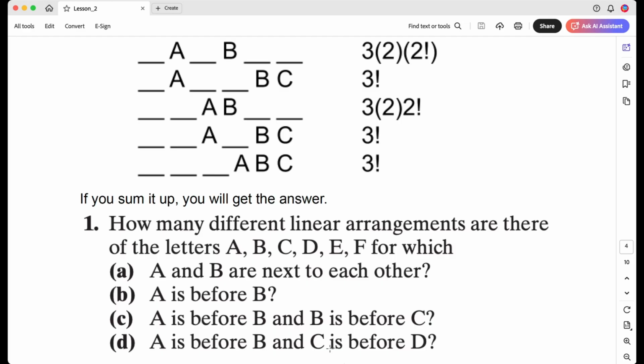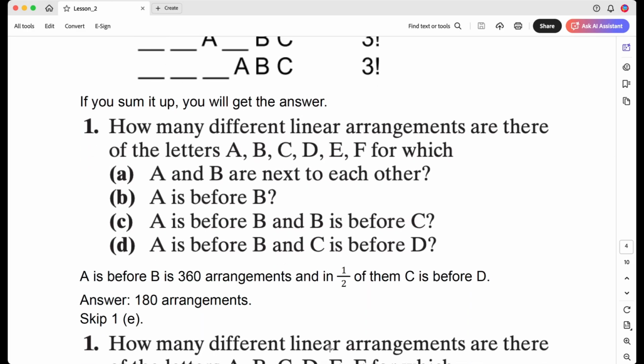Part D, A is before B and C is before D. From part B, we know to get A before B, we took the grand total and divided by 2. 720 divided by 2 was 360. Now we also need C to come ahead of D, so again we're just going to divide by 2. Half of these will have C before D versus D before C. So we divide 360 by 2 again, and we get 180.